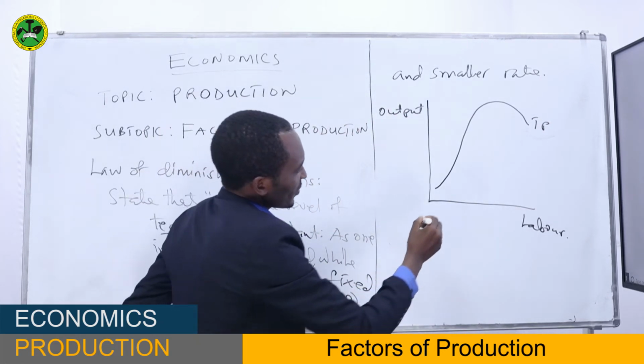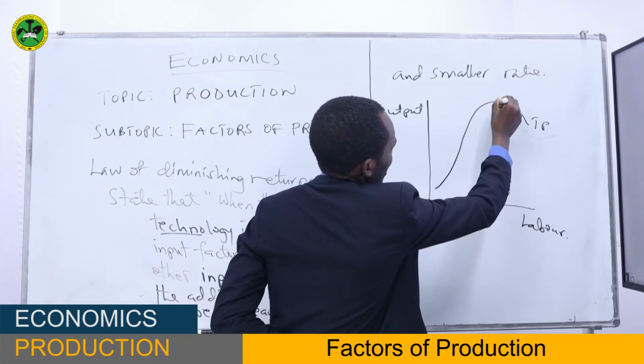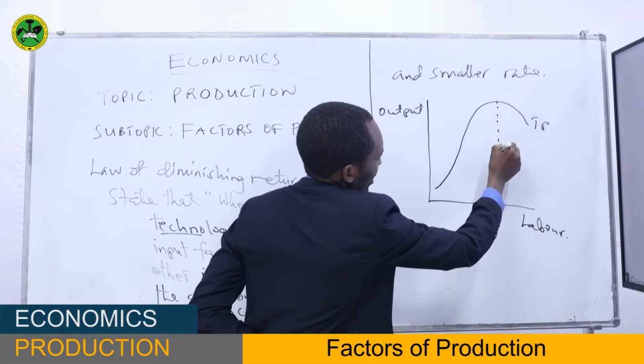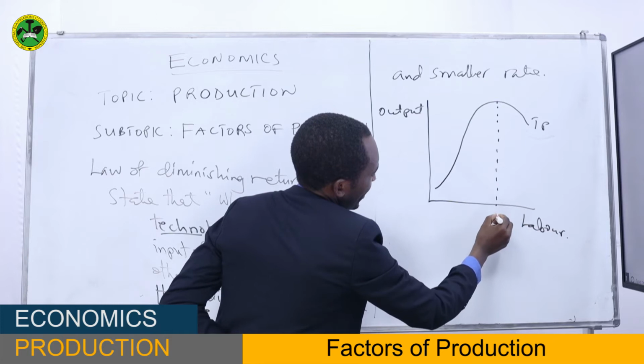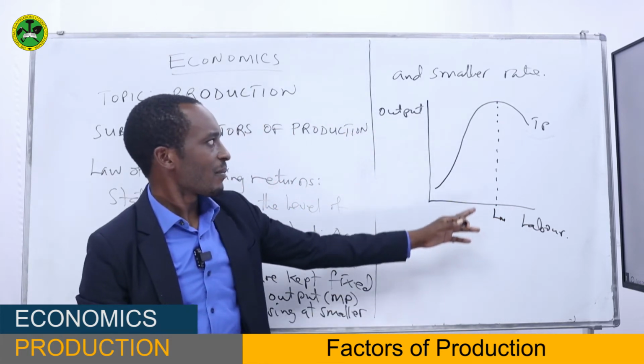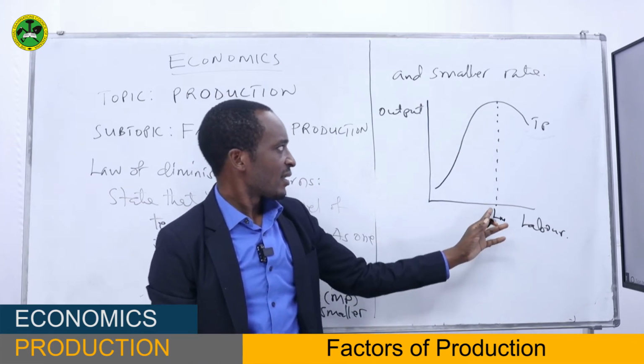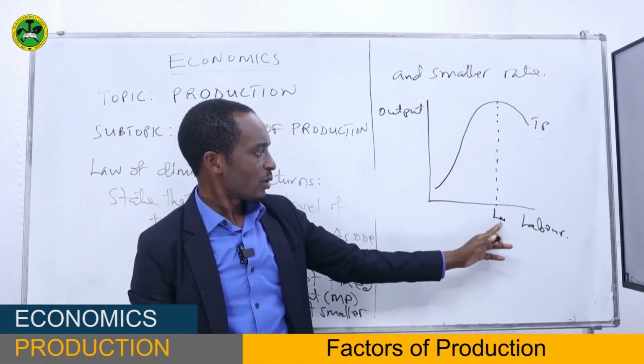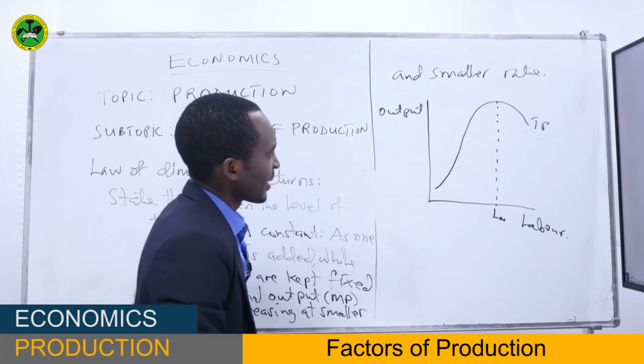So this is the maximum total output when the unit of labor, let's say LM, showing the maximum output when we employ LM units of labor.